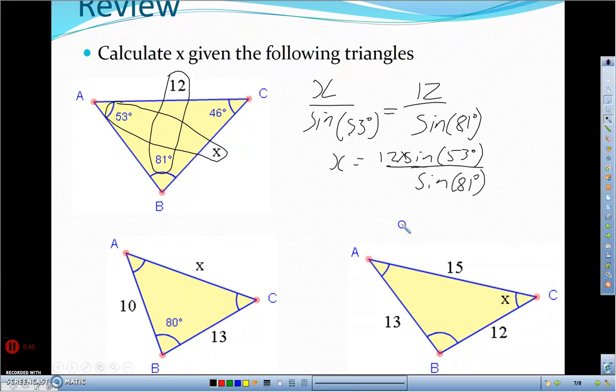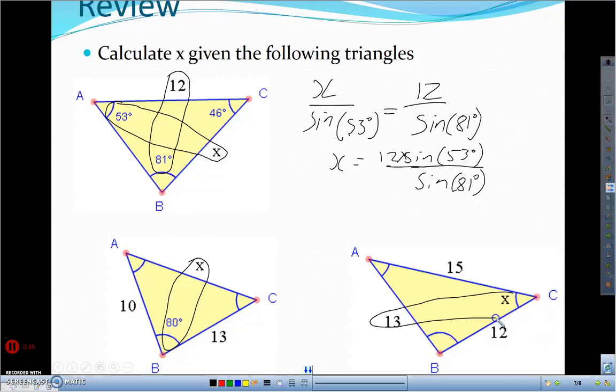Can we circle two pairs of an angle and side length? I can circle this one, but I can't circle 10 because I don't have C, and I can't circle the 13 because I don't have angle A. So sine law will not work here. What about this one? I can circle this as a pair, but I cannot circle anything else.